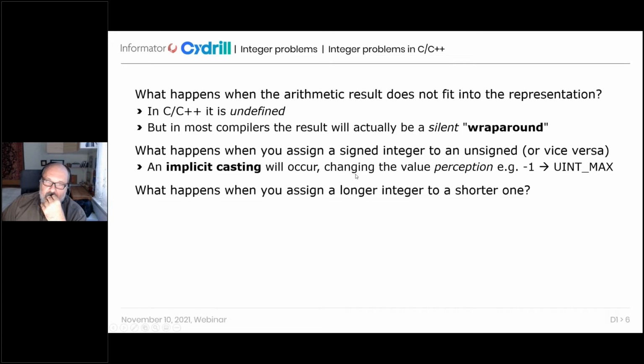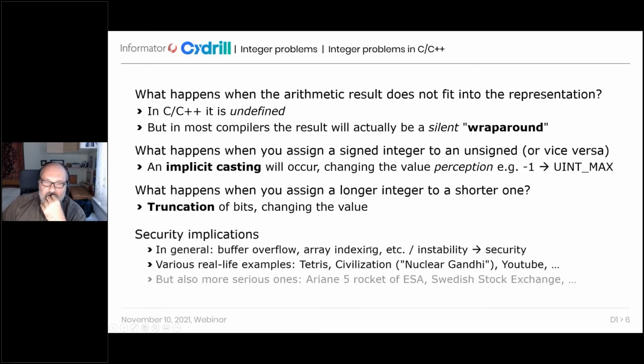Or when you assign a long integer to a short one, we have truncation. So we can have wraparound, we can have truncation, and we can also have implicit casting. These are all problems, consequences of this silent wraparound and silent operation of all these things that happen in the ring, which are not aligned to what happens in your mind as a developer, right?